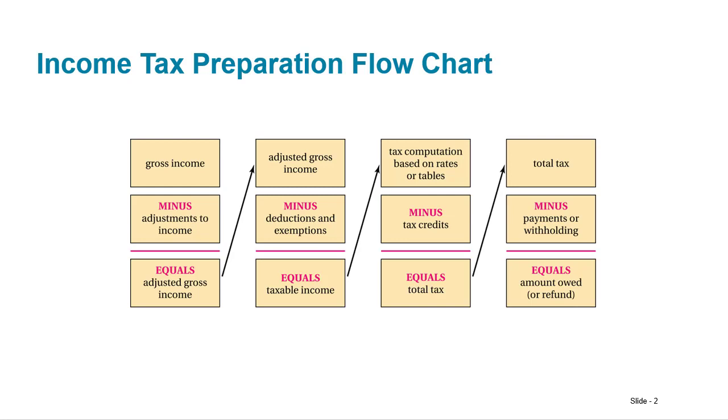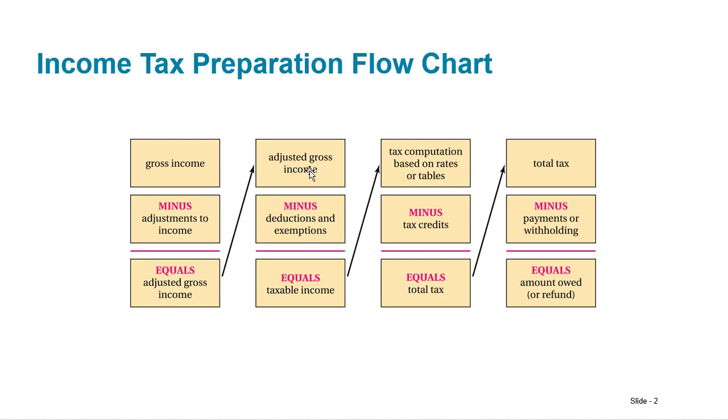Where you start with your gross income. That's basically how much total money you make gross, right? So if you have like a $40,000 a year salary, you would start with 40,000. And then you would minus adjustments to income, things that you pay for, like health insurance and all that kind of stuff. So that's your adjusted gross income, stuff that comes out before taxes.